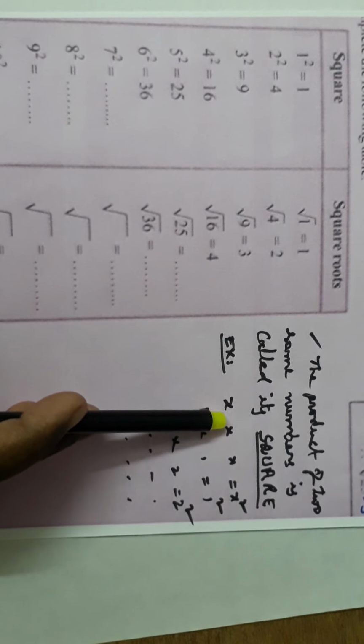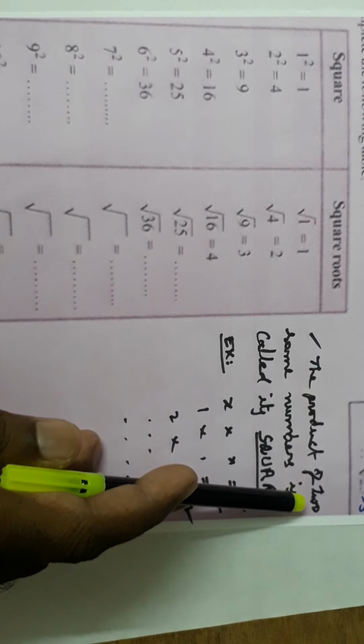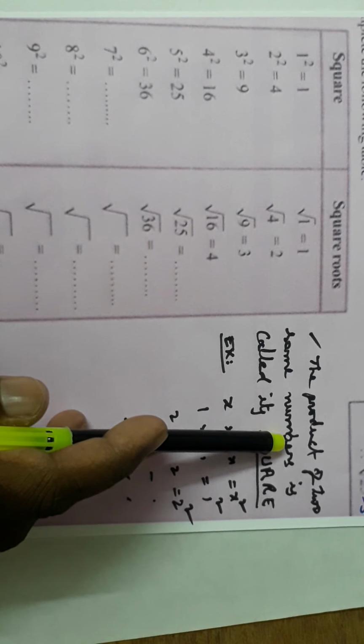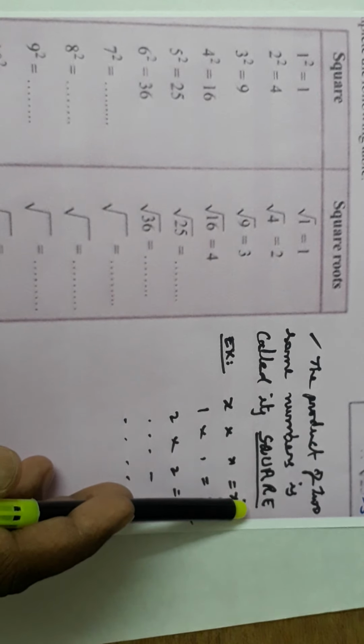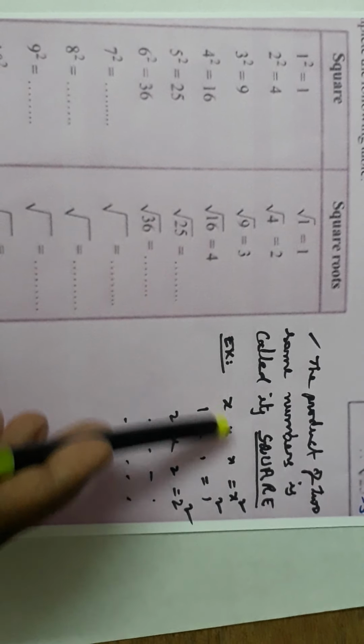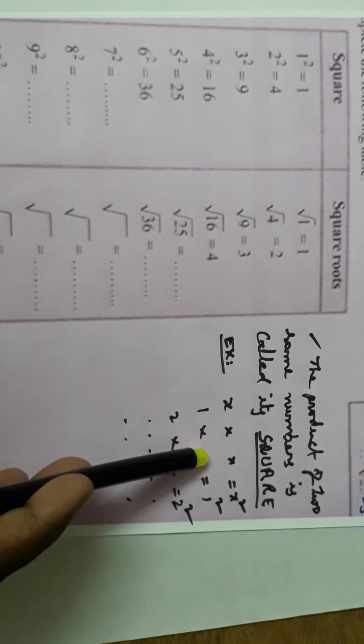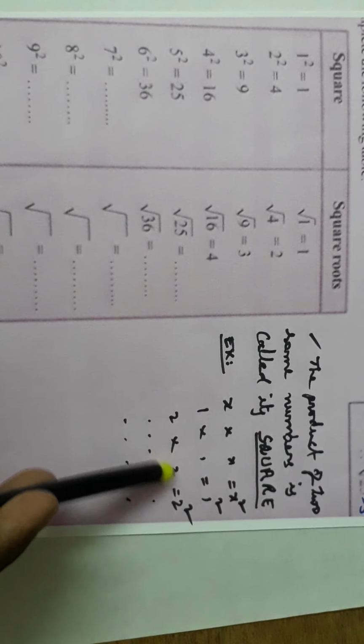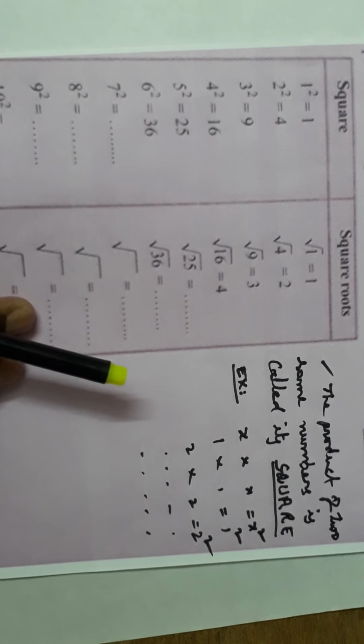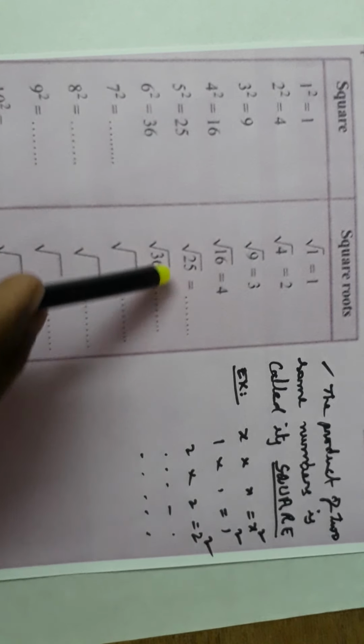Today I will tell about squares and square roots. You see this table and observe the first definition. The product of two same numbers is called its square. Example: x into x is x square, 1 into 1 is 1 square, 2 into 2 is 2 square, and so on. Okay, you see and observe this table.